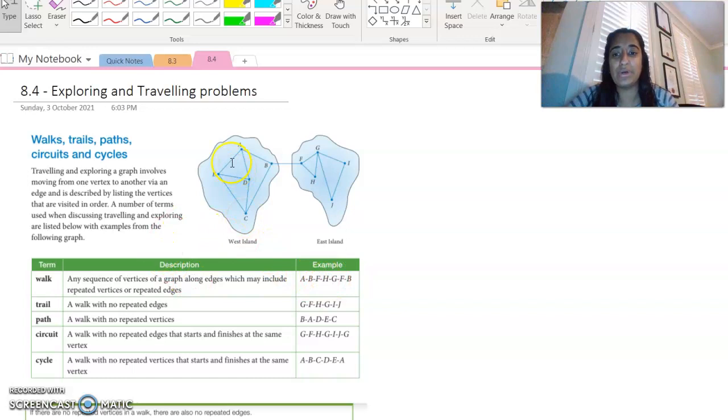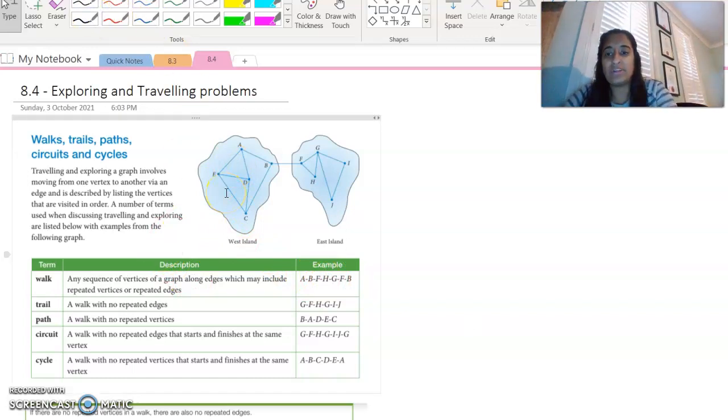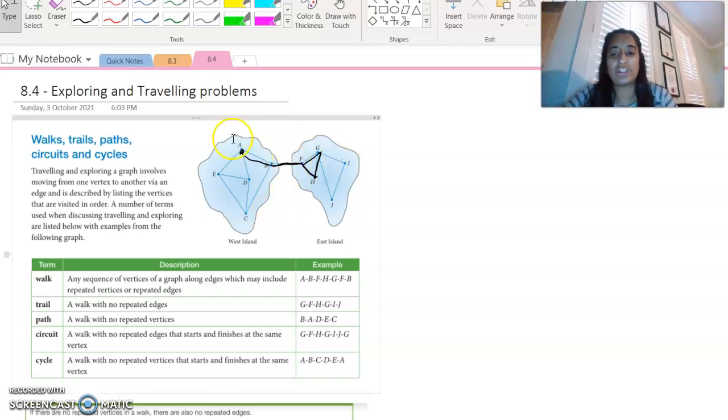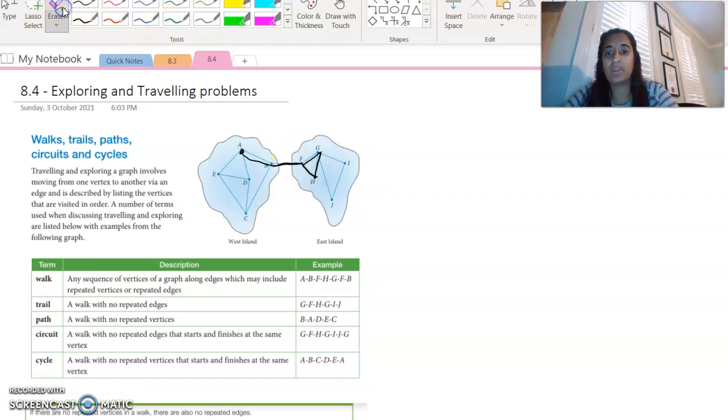Okay, so an example of a walk could very well be, we start at A, we go to B, from B we go to F, from F we go to H, from H we go to G, from G we go to F, and then from F we're going to end our walk at B. Okay, so that's what we call a walk.